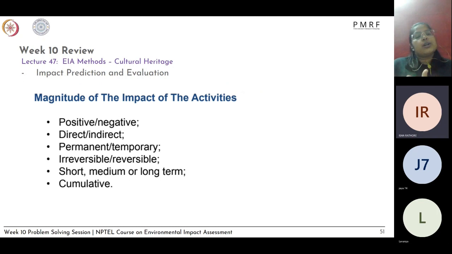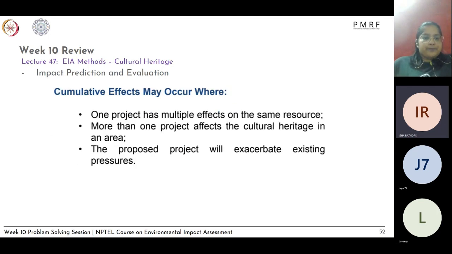And then you also need to look at the magnitude of the impact of these activities. So these can be positive or negative. They can have direct or indirect effects. They can have permanent or temporary effects, irreversible or reversible impacts. They can be short term, medium term, long term, or they can be cumulative effects, where two or more effects come together to act on the cultural heritage aspect of the site.